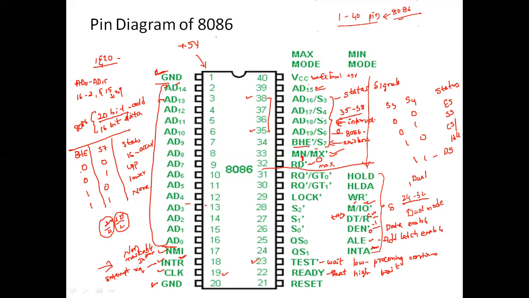Next one is WR bar. So whenever an external device enables this pin, then the processor stops accessing the buses immediately. So that is the purpose of this pin.